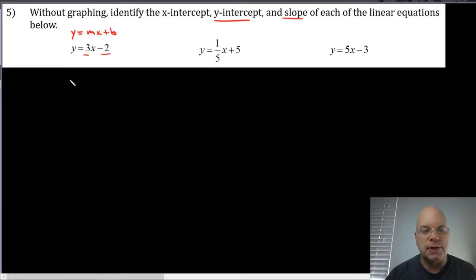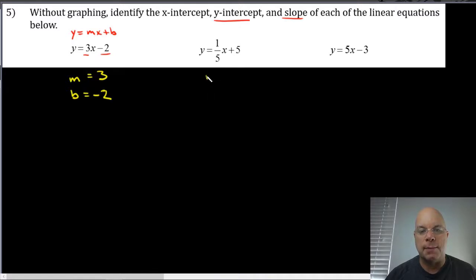Y equals mx plus b, so the slope for this first equation is positive 3. The y-intercept, which is b, is negative 2. Remember, it's y equals mx plus b, so if you're subtracting 2 from the variable term, you have to remember that subtracting 2 is the same as adding negative 2. So what are we adding to this variable term? We're adding negative 2, so b is negative 2.